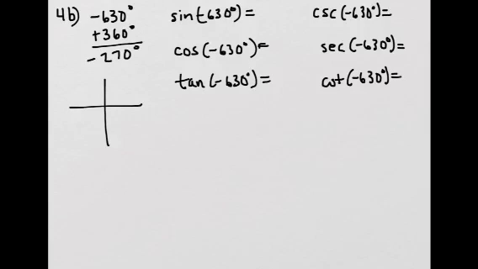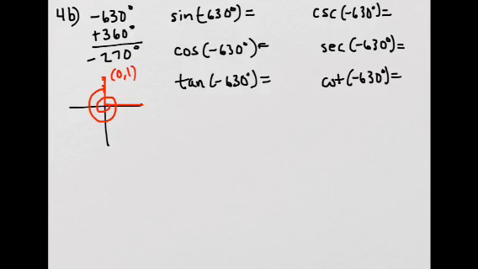Alright, so 4b, I did the same thing as in 4a where I added 360 to see how many rotations this is going to take. So negative 630 degrees, we start on 0, and we're going in the negative direction. So that's going to be negative 360 and 270 more. So 270 more would land right here. So there's the angle. Okay, so the coordinates associated with this angle are 0, 1.